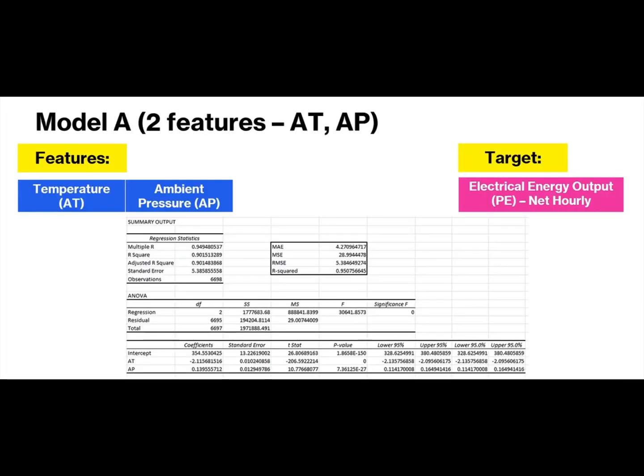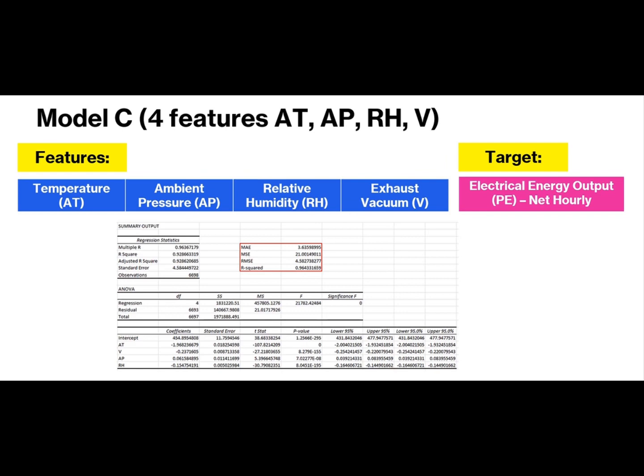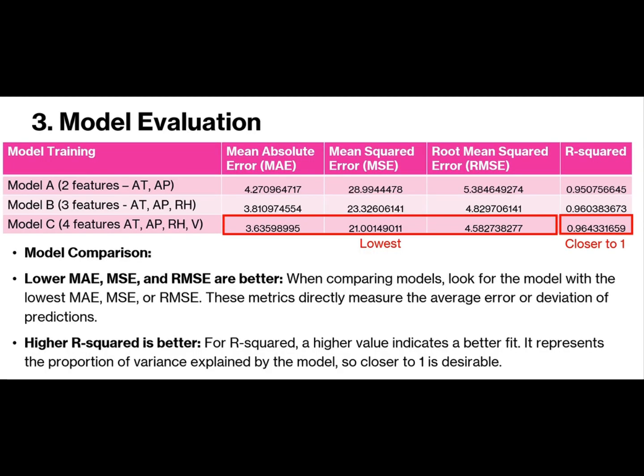Here are the respective outputs for the different models using the different number of features 2, 3, and 4. I compared the efficiencies across the 3 models and noted that the model C has the best efficiency. The indication of a lower MAE, MSE as well as RMSE indicates that it is a better model, because these metrics directly measure average error or deviation from the predictions, and therefore we want that number to be low. A higher R-squared closer to 1 also indicates that it is a better fit.